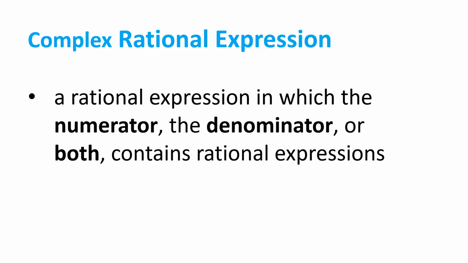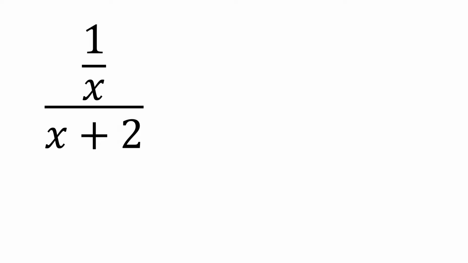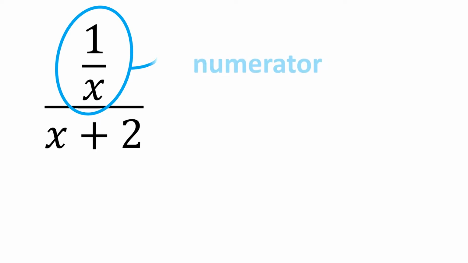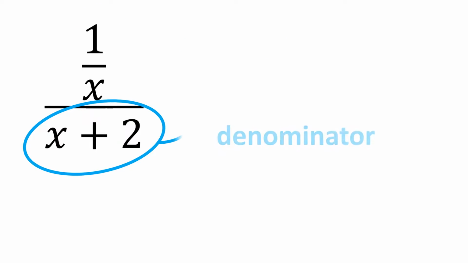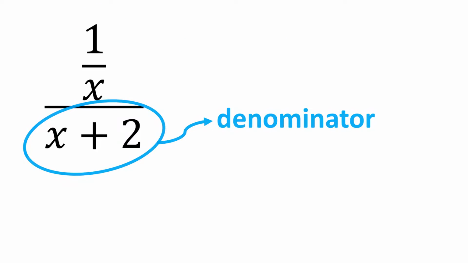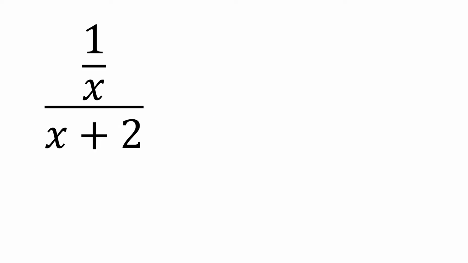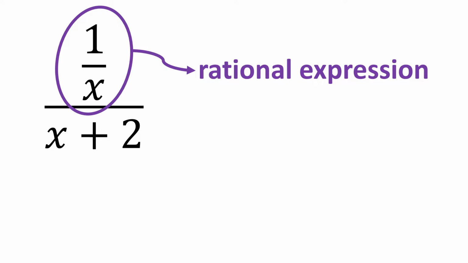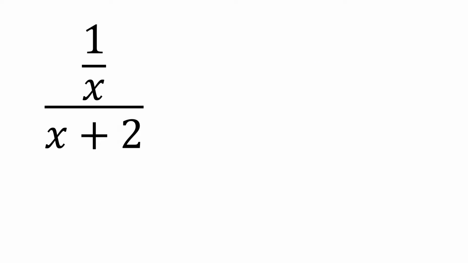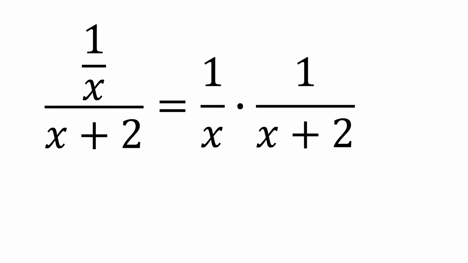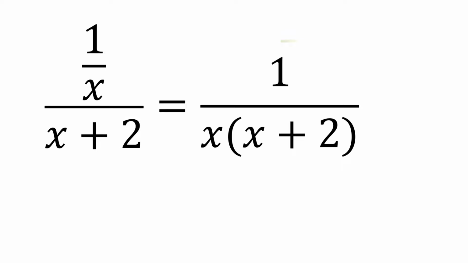For example, let's say we have (1 over x) over (x plus 2). Now in this case, 1 over x is the numerator and x plus 2 is the denominator. Now this is a complex rational expression because the numerator itself is a rational expression. Now to simplify this, we use what we learned from our previous video. By property of fractions, this equals 1 over x times 1 over x plus 2, which simplifies to 1 over x times (x plus 2).